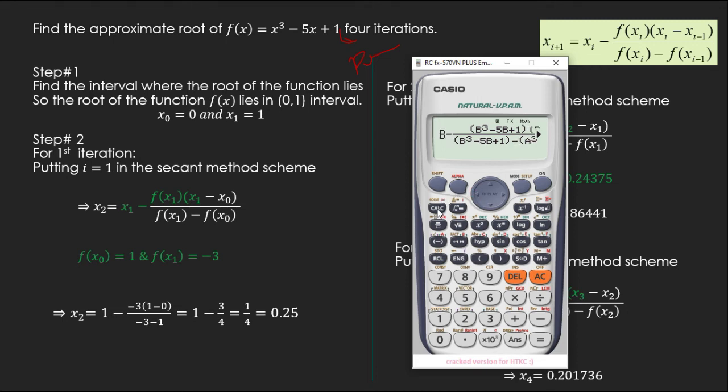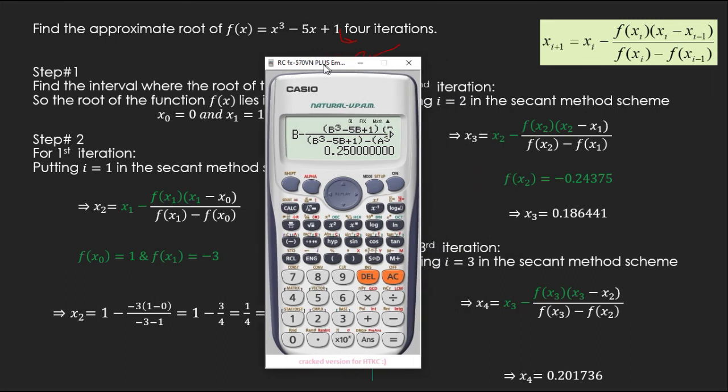Then you need to press the calc button and substitute the initial two guesses. x1 is equal to 1, so the second guess is 1. So I will write b is equal to 1 and a is equal to 0. After pressing the equal button, what will we get? We will get our first iteration, which is x2 is equal to 0.25. Just write x2 is equal to 0.25.